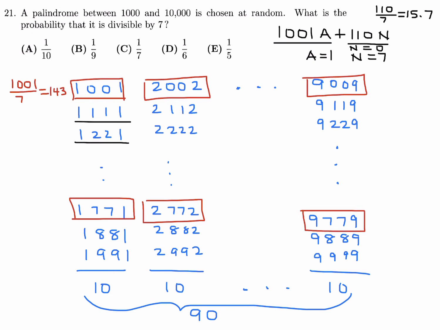Since each column has 10, and of the 10, 2 are divisible by 7, 2 out of the 10 will be divisible by 7. And that's true of all the columns. So the probability, in lowest terms, is 1 over 5. So number 21, the answer is E.